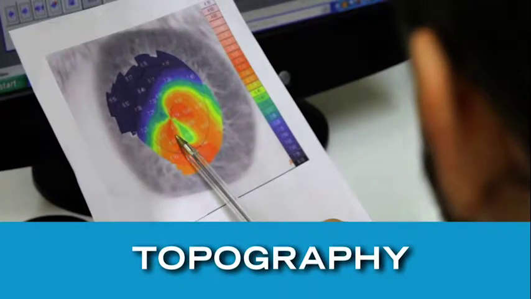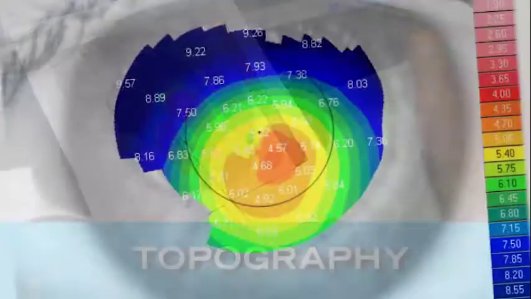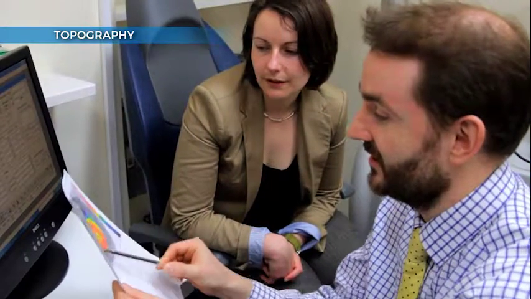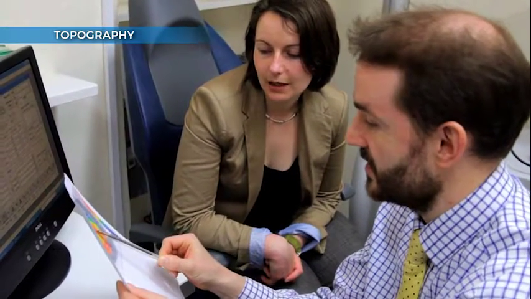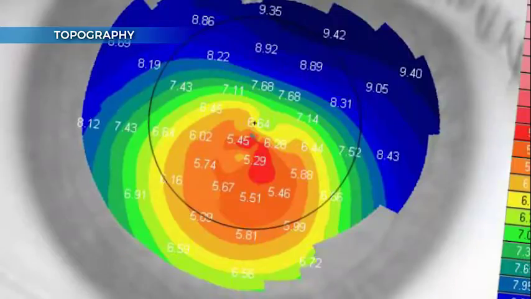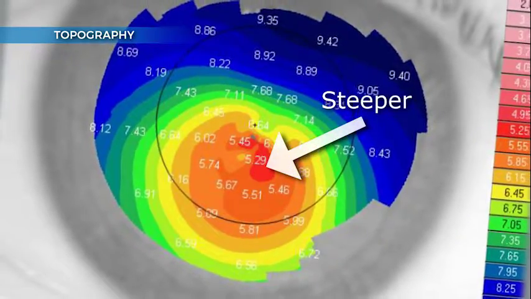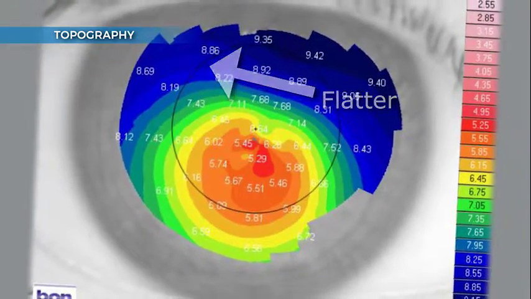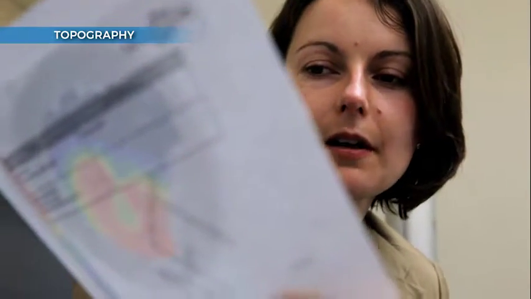Next, topography. Topography maps the corneal shape and represents this with a colour-coded map. There are two main types of topography machine, scanning and Placido-based models. Each gives a different type of output. Generally, steep areas are indicated by the red colours and the flatter areas by the blue. This is dependent on the sensitivity setting of the individual machine.